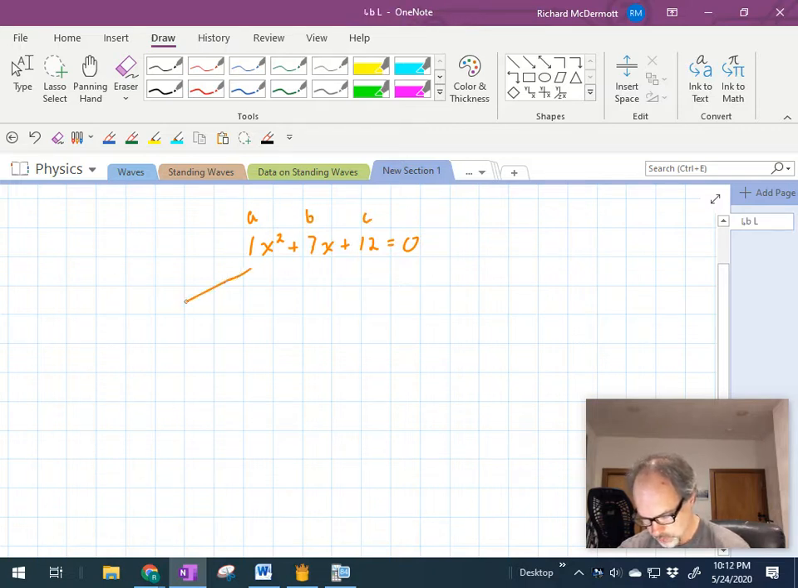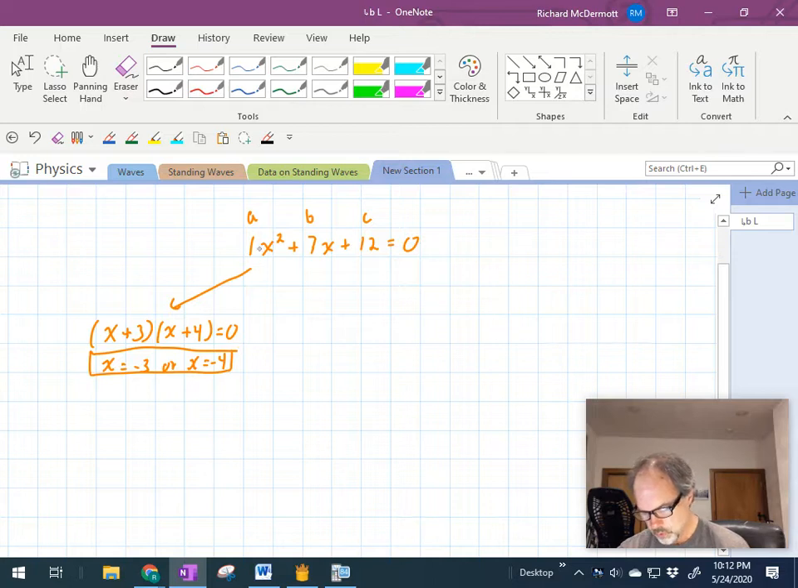Now we know that we can solve this just by factoring. So we can say that factors of 12 that add up to 7 are 3 and 4. So we can write this as x plus 3 times x plus 4 equals 0. We can use the zero product property, and we can get x is equal to negative 3, or x is equal to negative 4. So you box those, and you've got your answer.